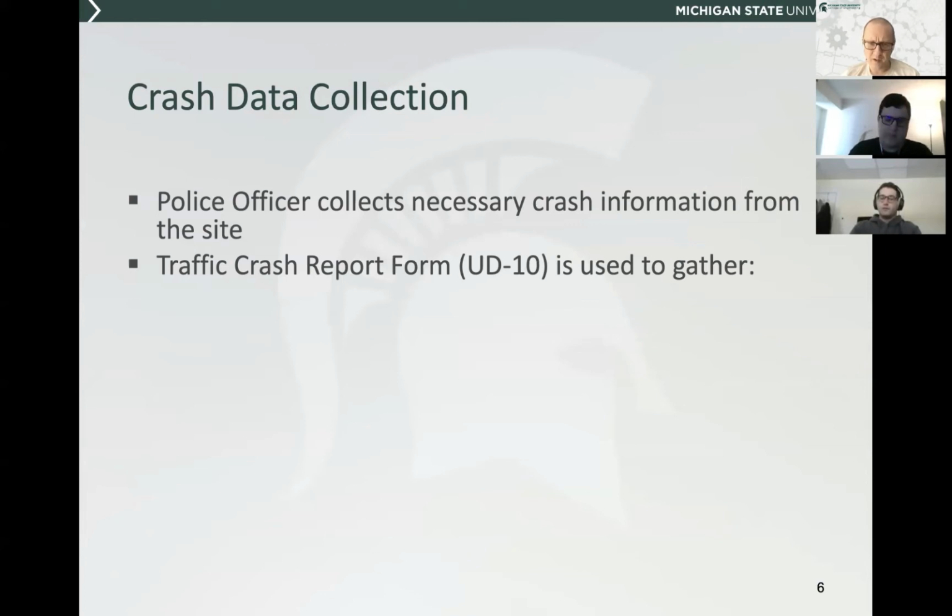So if we think about what's included on the crash report form, what types of information would be useful to us or any other interested parties? Any thoughts as we think about what information shows up on a crash report?